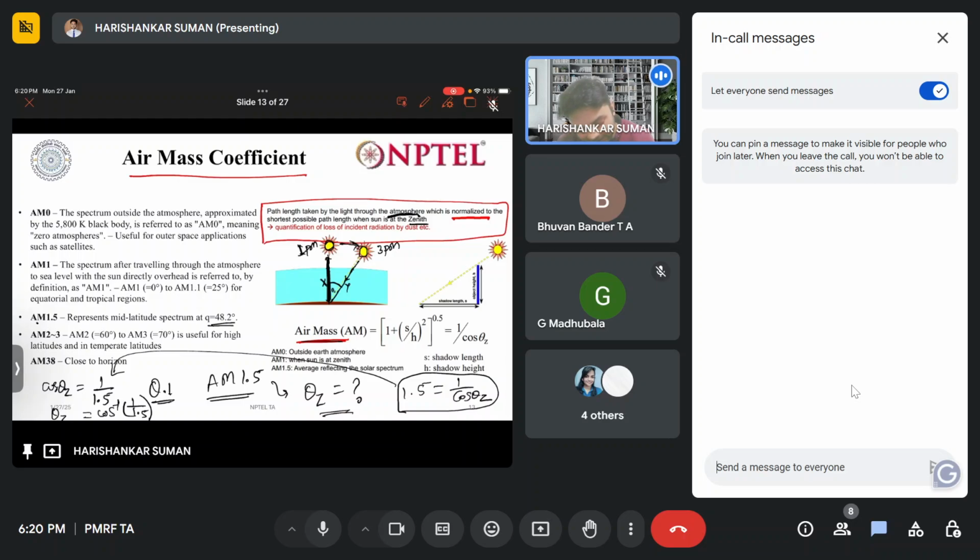So you can see here the answer is also given, approximately 48.2. So you can find the angle using this formula. Okay, if a question is asked like that in the exam, please find the angle for AM 1.5, 1.6, 1.7 like that. So you can easily find theta. Okay, use this expression and also remember this definition.